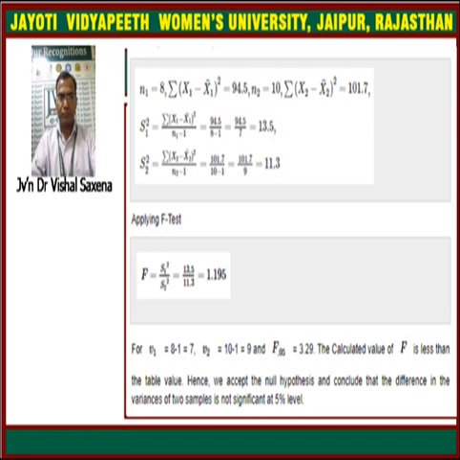The calculated value of F is less than the table value, hence we accept the null hypothesis and conclude that the difference in the variance of the two samples is not significant at the 5% level.